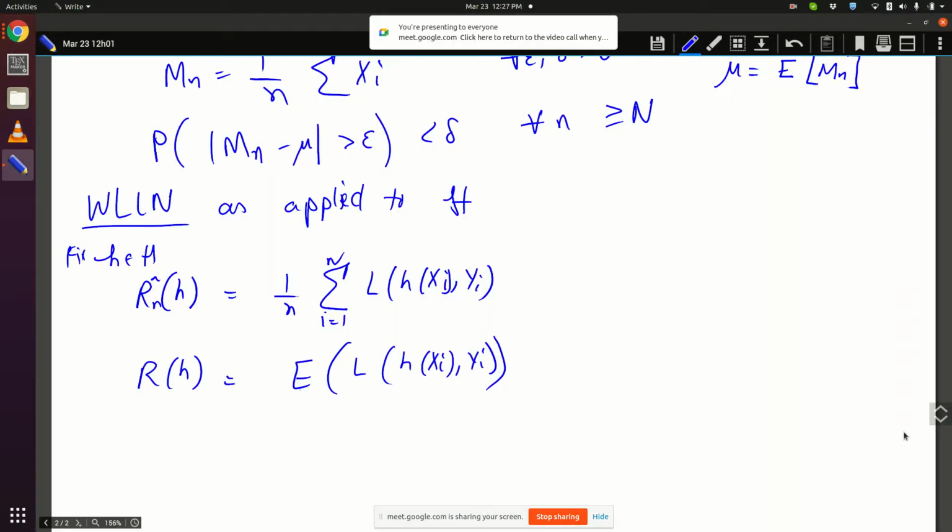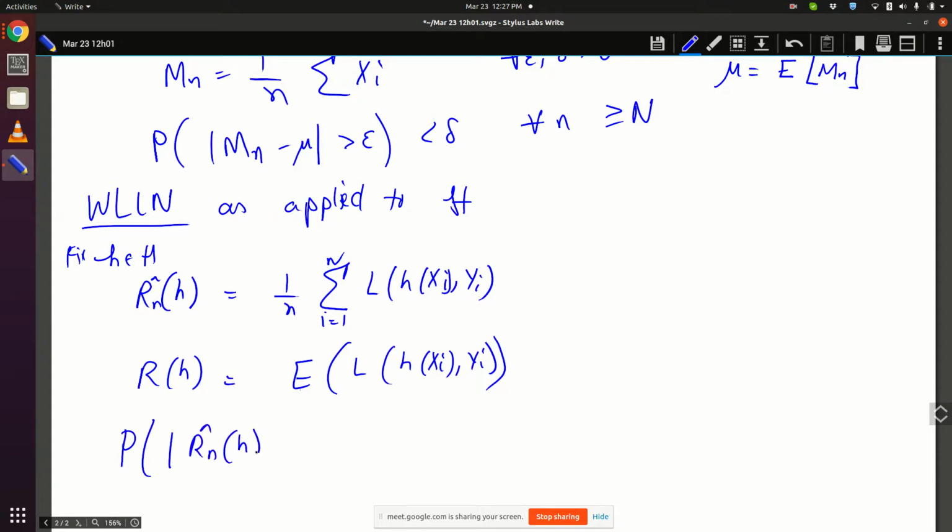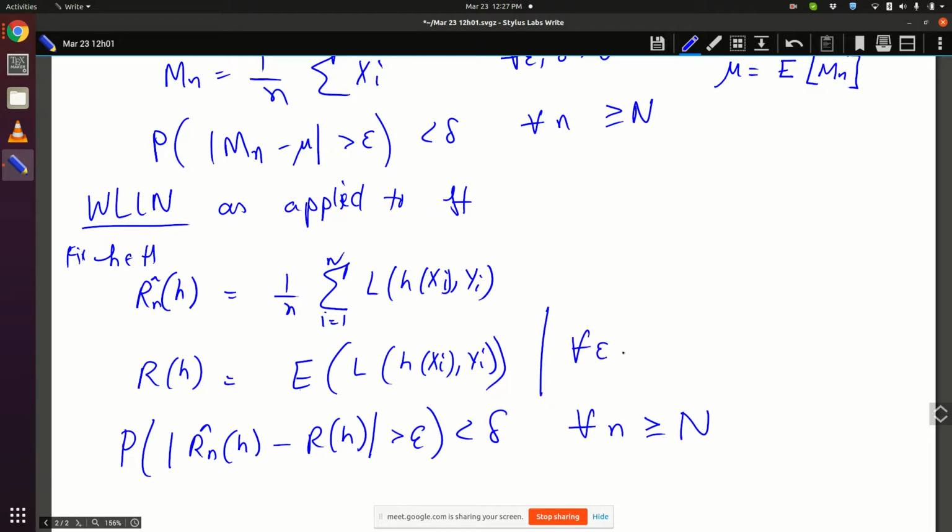Yeah, Siddhant. Taking the definition of expectation, if you take Rn hat instead of that Mn, you take Rn hat. So what we get is the probability that Rn hat of h minus R of h is greater than epsilon is less than delta for all n greater than or equal to some n. So what we are saying is that for all epsilon, delta greater than 0, there exists an n. Is that okay, Siddhant? Is it what you were also saying? Yes. Okay. So now this is the weak law.